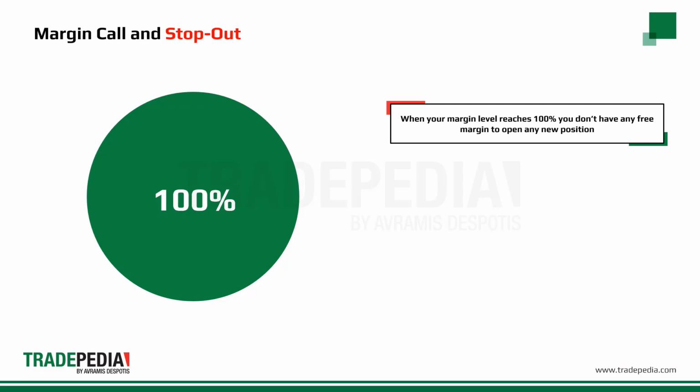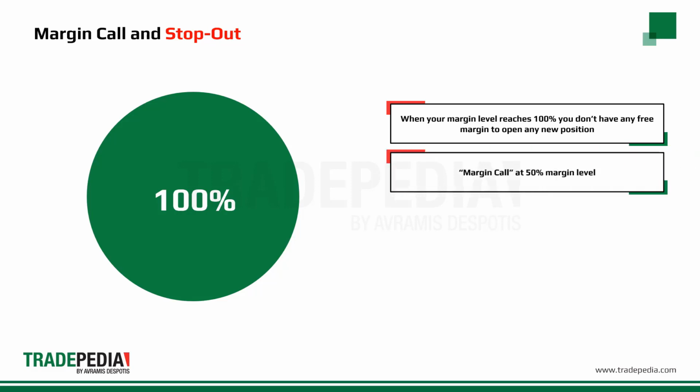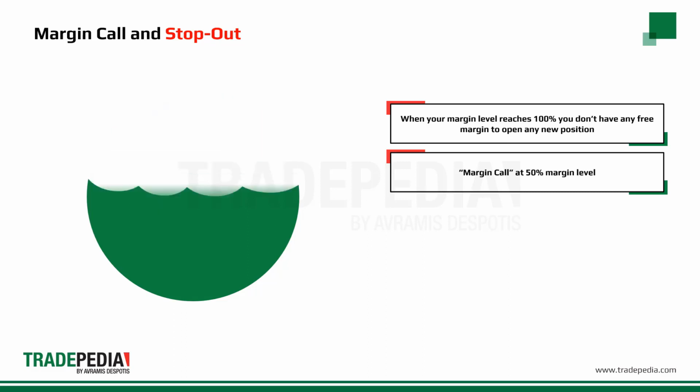When your margin level reaches 100%, you don't have any free margin to open any new position. This is the danger zone. One word that traders don't want to hear is margin call. When your margin level drops to 50%, you will enter the margin call territory, where you should deposit more money or alternatively start closing some of your open positions in order to meet your margin requirements and return your margin level to 100%. You can think of it as a warning call.